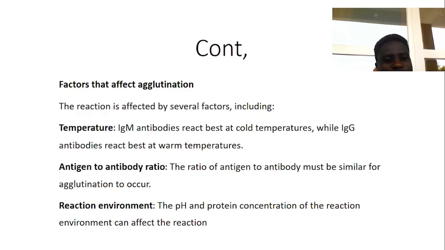These are the factors that affect the agglutination reaction: temperature, and the antigen antibody ratio. If there is more antigen than antibody, there is a prozone effect, where you can get false negative results. Also the reaction environment, like pH and the protein concentrations of the environment.